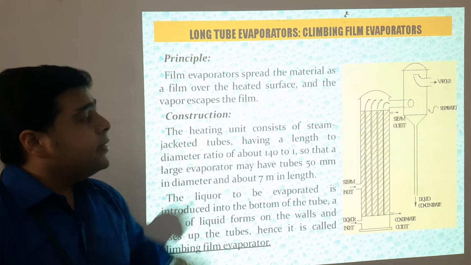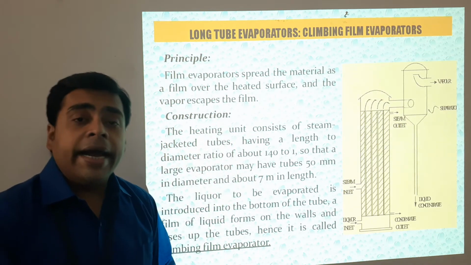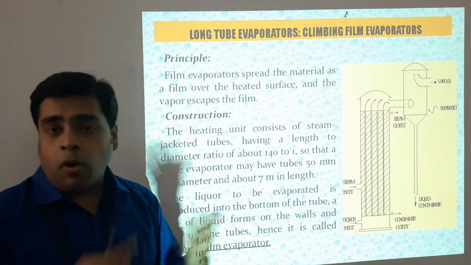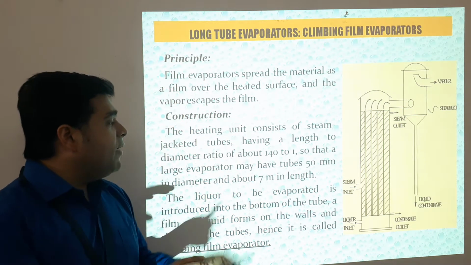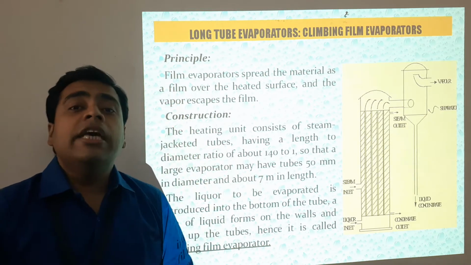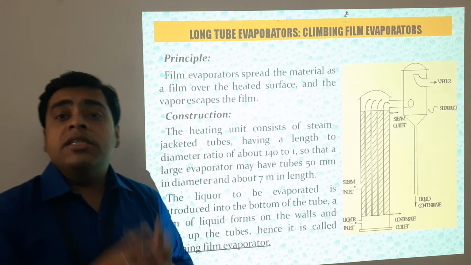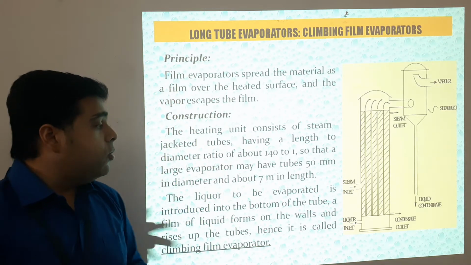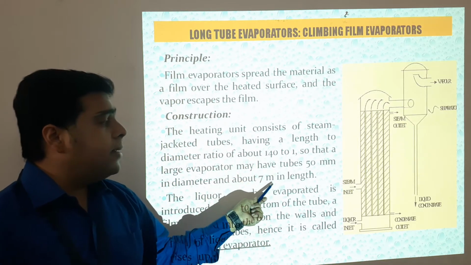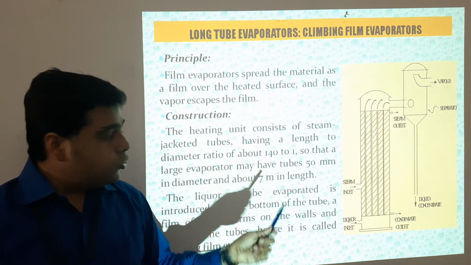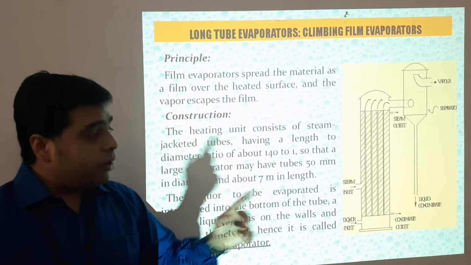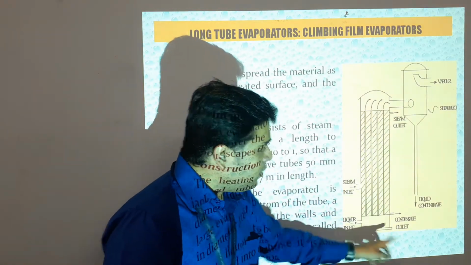Come to the construction. The heating unit consists of steam jacketed tubes. So these are the steam jackets, and in between are the tubes, as very prominent in the short tube evaporators also. It has a length to diameter ratio of 140 to 1, so a large evaporator may have tubes 50 millimeters in diameter and about 7 meters in length. So you can see the slender effect we are getting.